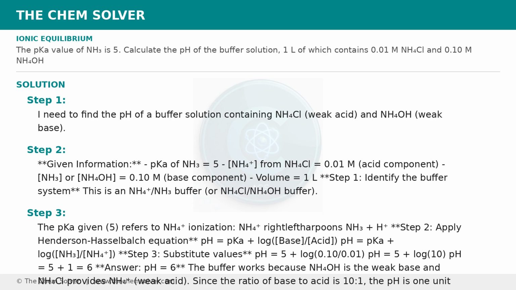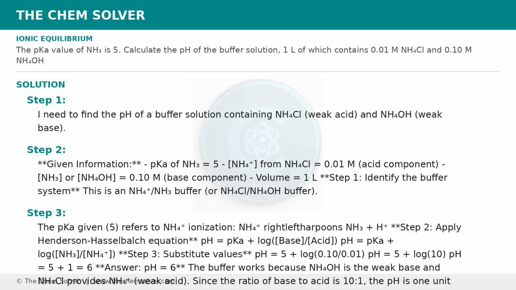Step 1. Identify the buffer system. This is an NH₄⁺ divided by NH₃ buffer, or NH₄Cl divided by NH₄OH buffer. The pKa given, 5, refers to NH₄⁺ ionization: NH₄⁺ ⇌ NH₃ plus H⁺.